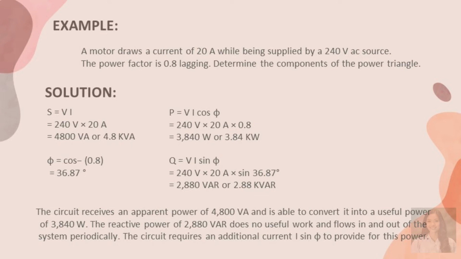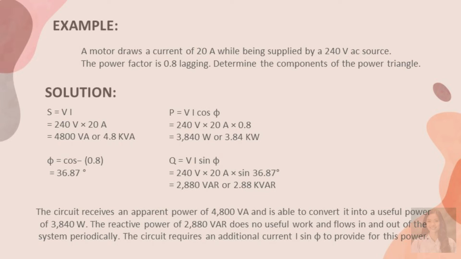Now, for solving the Q, we have V times I times sine theta. So that is 240 times 20 times sine 36.87. That is equal to 2.88 kVAR.